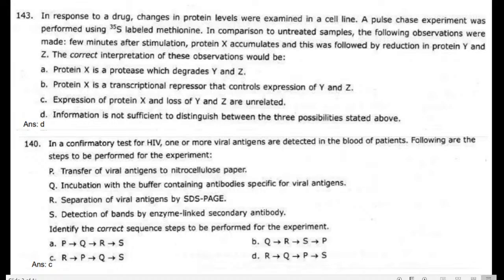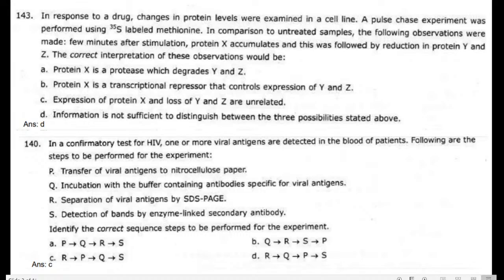What is the pulse-chase experiment? First, cells are grown in the medium. After that, they are exposed to the particular radiation. That is the pulse-chase experiment. Many cellular processes and activities are understandable by this pulse-chase analysis. It's a kind of electrophoresis method, a kind of experiment.